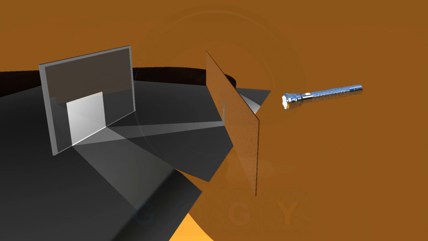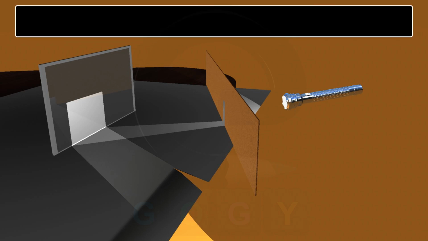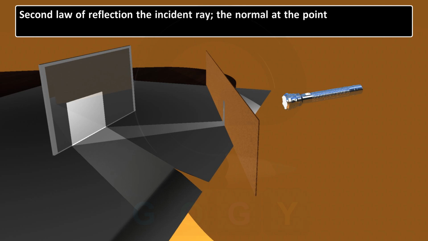So ultimately, we are able to give an explanation for the second law of reflection, which states that the incident ray, the normal at the point of incidence, and the reflected ray all lie in the same plane.